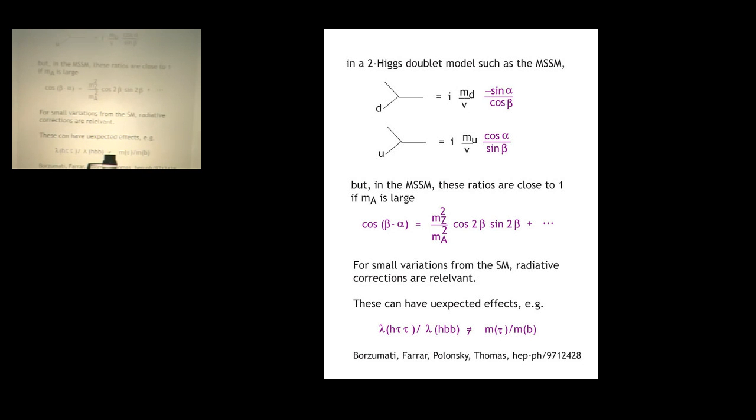In the MSSM, actually, unfortunately, these ratios tend to be very close to 1. This, again, is a consequence of the very special structure of the Higgs potential in the MSSM that I referred to before. So if cosine of beta minus alpha is small, these ratios are close to 1. And in the MSSM, the tree level relation is something like this. As the heavy Higgses become heavy, this angle decouples. For that reason, in the MSSM, it's important to include not only the tree relations, but also the radiative corrections.